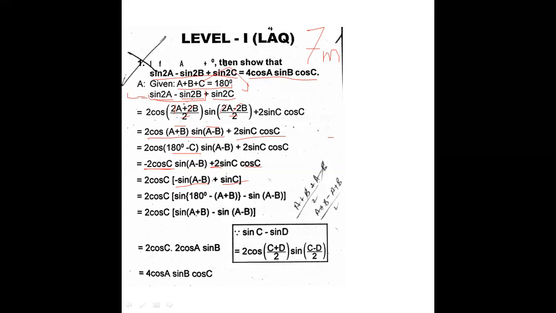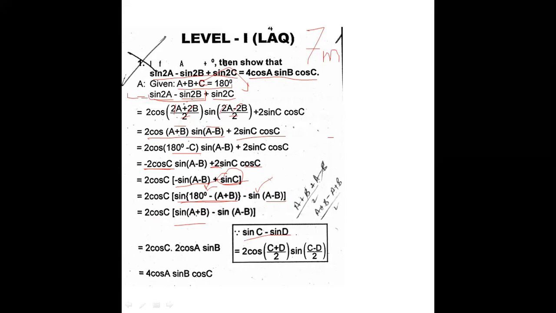Now minus sin (A plus B) can be written as sin (180 minus (A plus B)). This is the formula. Minus C can be written as A minus B. A minus B is A minus B, but C can be written as 180 minus (A plus B). Instead of C, I can write it as 180 minus (A plus B). And minus sin (A plus B) is minus sin (A plus B). Now what is sin of (180 minus theta)? Sin of (180 minus theta) is nothing but sin theta.